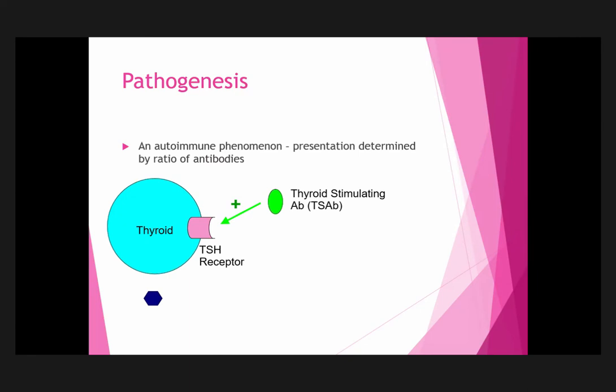We call it an autoimmune phenomenon. The more antibodies present in the blood, the more severe the disease is. TSH receptor antibodies, we may also call them TSAB, thyroid stimulating antibodies. They attack the TSH receptor and stimulate the thyroid gland to produce more hormones.